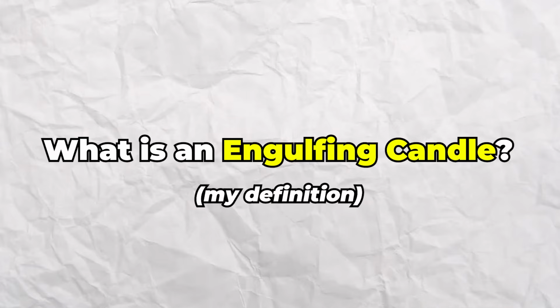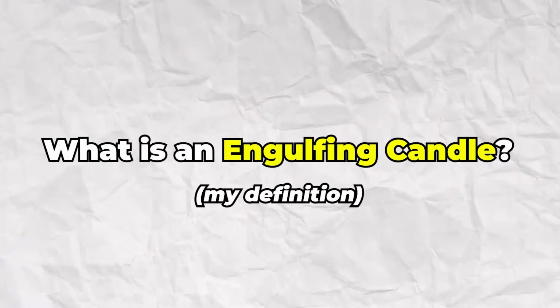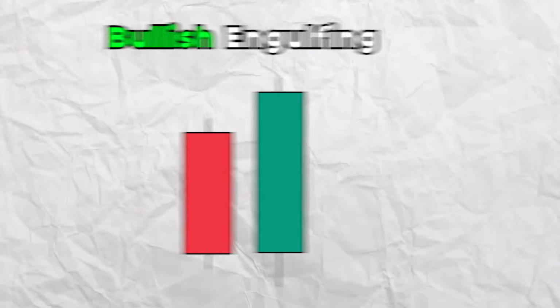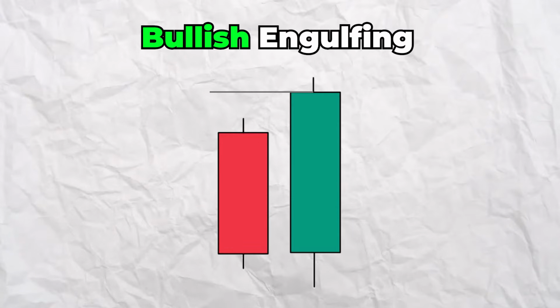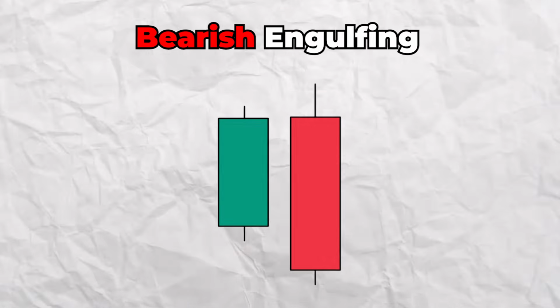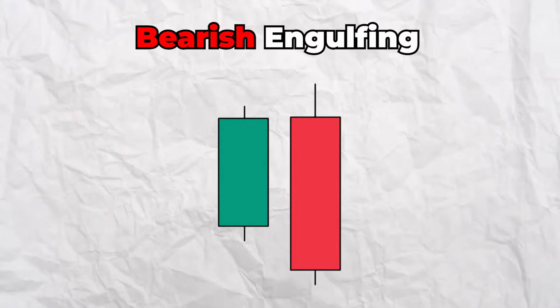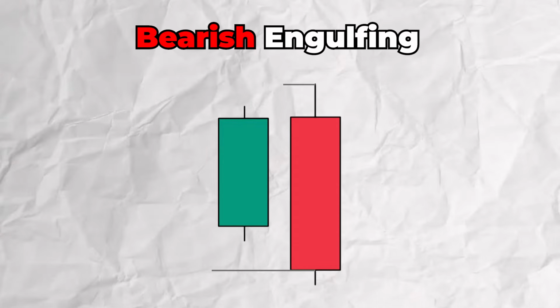First, let me explain my sort of unique way of defining engulfing candles, because you'd actually be surprised to find that there are multiple different definitions for it. A bullish engulfing candle is when the close of the candle is higher than the high of the previous candle, and the low of the candle is lower than the low of the previous candle. For a bearish engulfing candle, it's the same thing but flipped. The candle closes below the low of the previous candle, and the high is higher than the high of the previous candle.